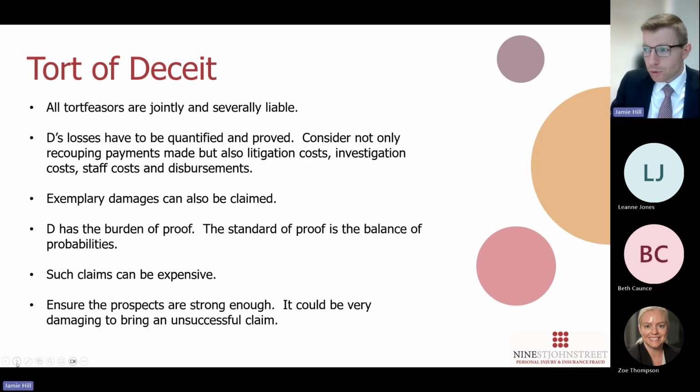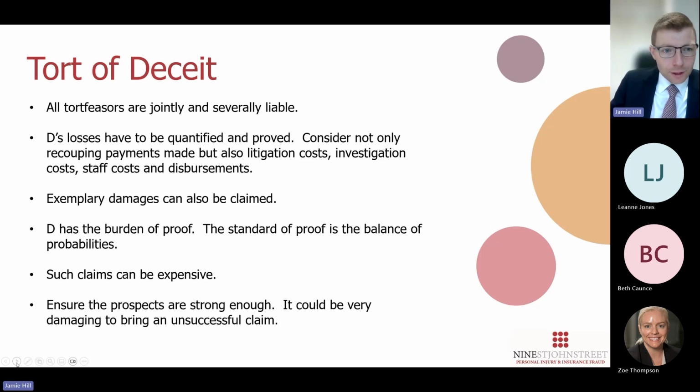The losses have to be quantified and proved in the usual way. It's not only about recouping the payments, and in the example I just gave, you've paid out, but a claim can also include associated litigation costs, investigation costs, staff costs at the insurance company, and disbursements. So, for example, engineers' reports, and so on and so forth.